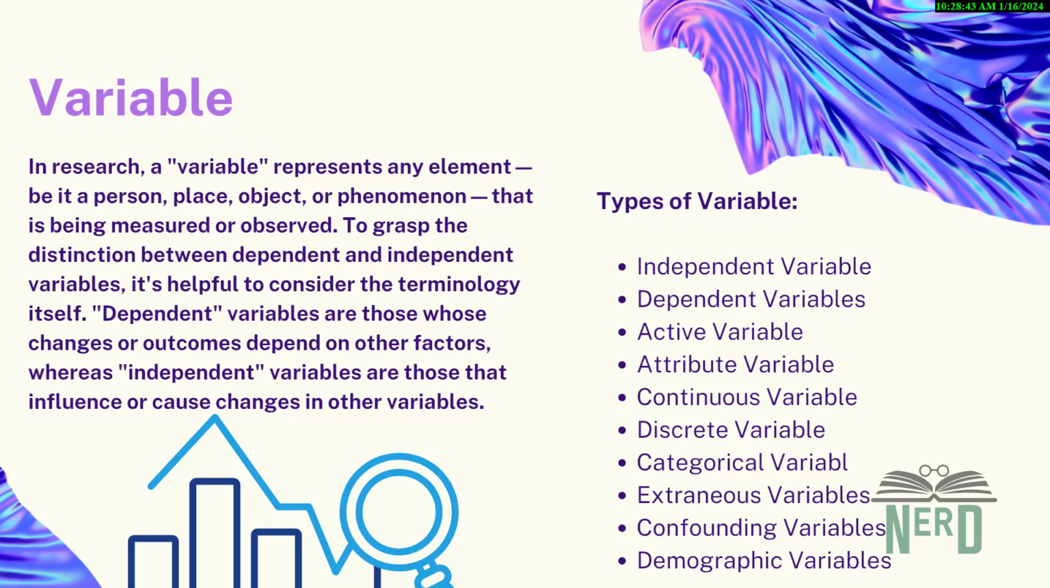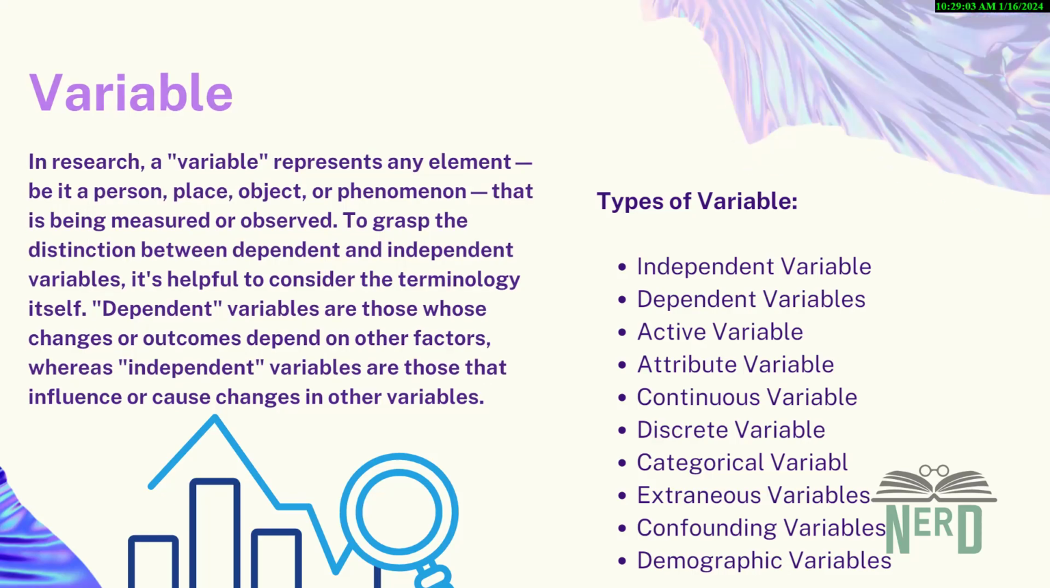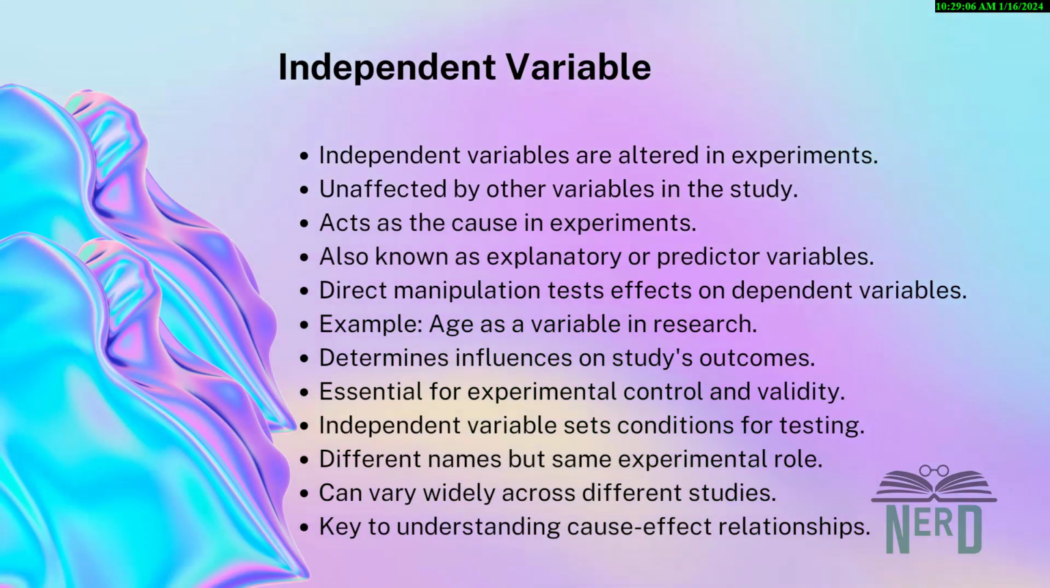We will start with independent variable, then we'll move to dependent variable, then active, attribute, continuous, discrete, categorical, extraneous, and confounding. And at the end, we're going to talk about demographic variable as well. So are you ready? Let's start with our first variable, which is independent variable.